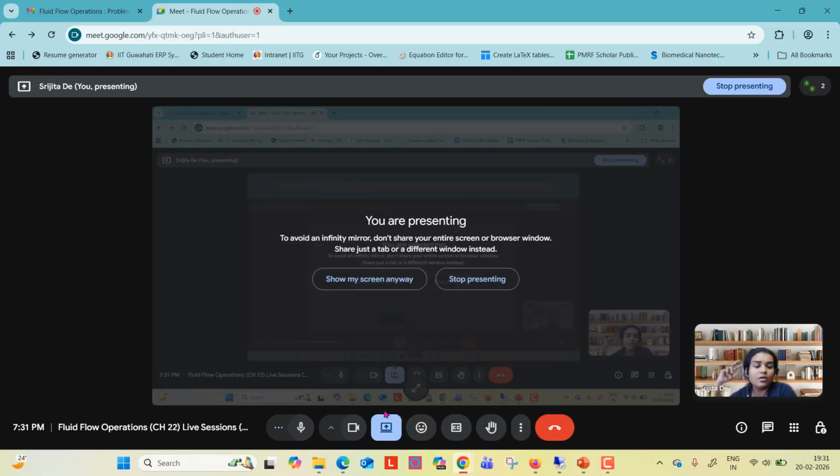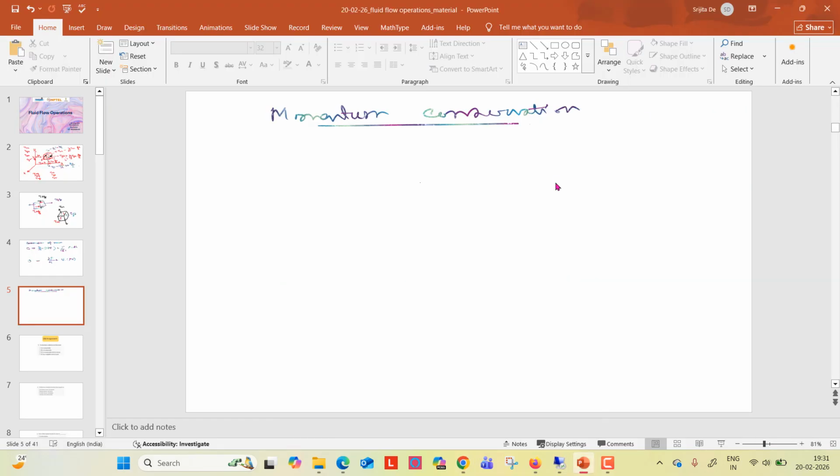From momentum conservation, we have seen the force definition, right? Force is the mass into acceleration, so this is the total force. Total force is defined as the surface force plus the bulk force. We have seen that already in the last class.